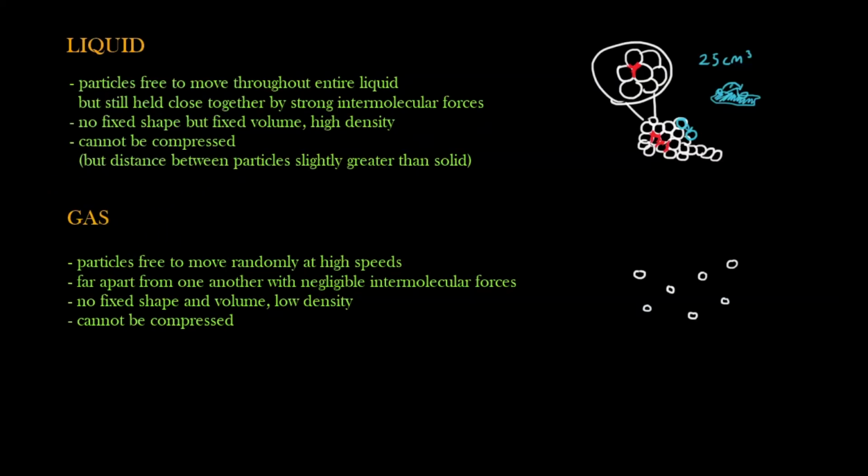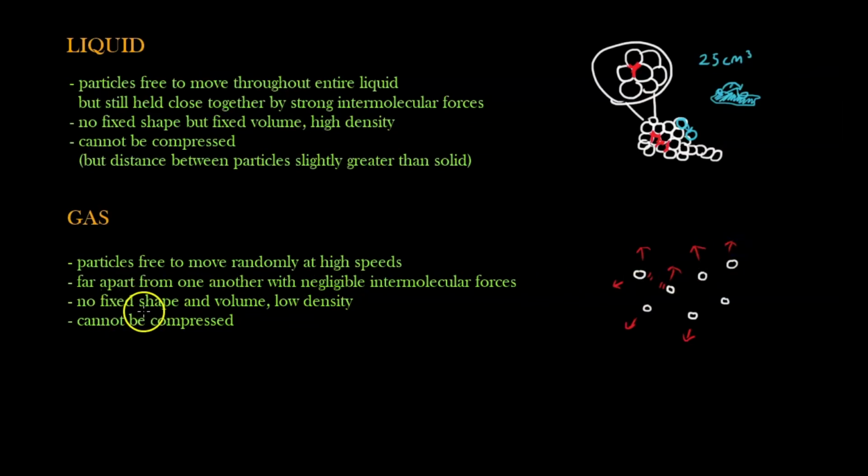In gas, the particles are free to move about randomly at high speeds. So this is a particle, this is a particle. All these are individual particles. They can move about wherever they want to. And this is because they are so far apart from one another with negligible intermolecular forces. So let's compare that with liquid. So you can see that between liquid particles, there's a molecular attraction. But in the case of the gas particles, the attraction is so weak, that as if nothing is holding them together. So they can just fly about and move about wherever they want to.